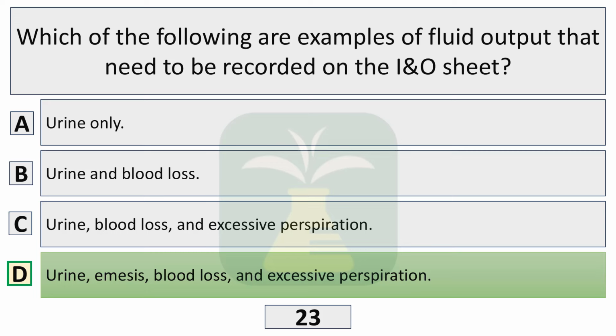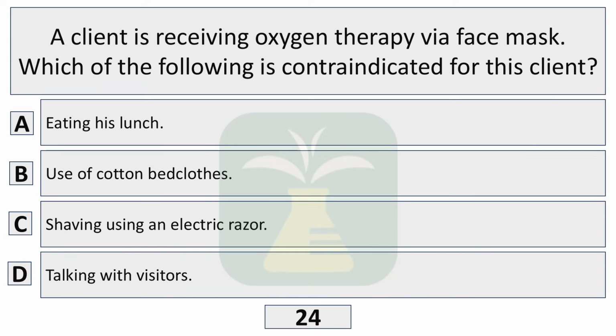A client is receiving oxygen therapy via face mask. Which of the following is contraindicated for this client? A, eating his lunch. B, use of cotton bedclothes. C, shaving using an electric razor. D, talking with visitors.